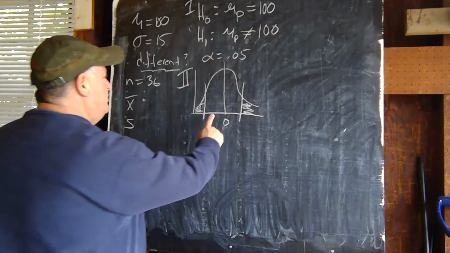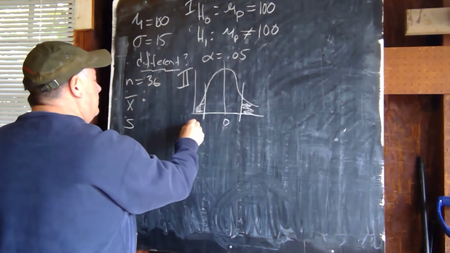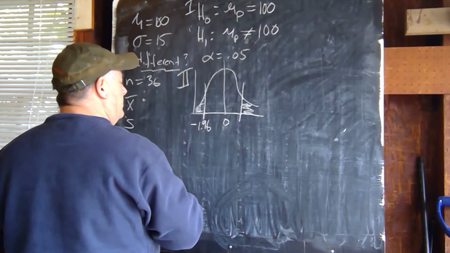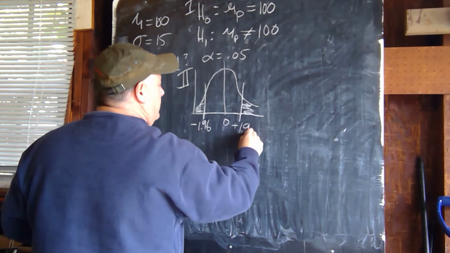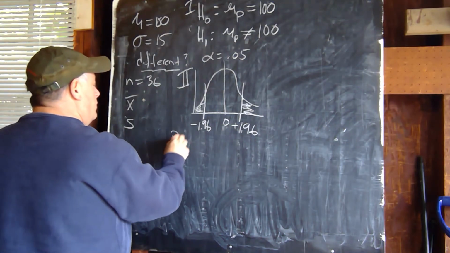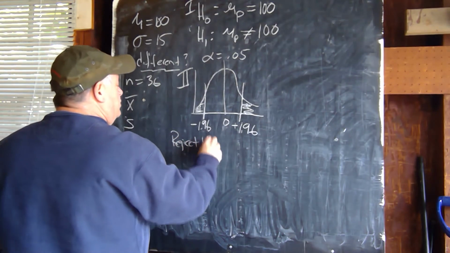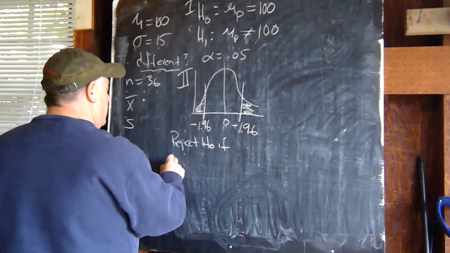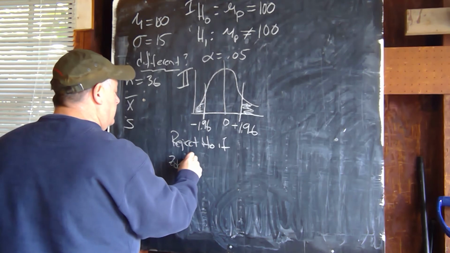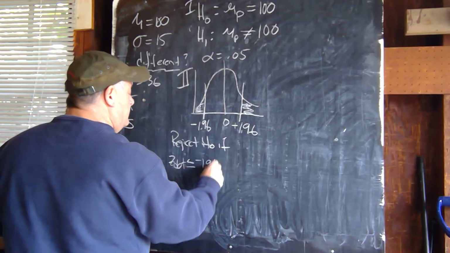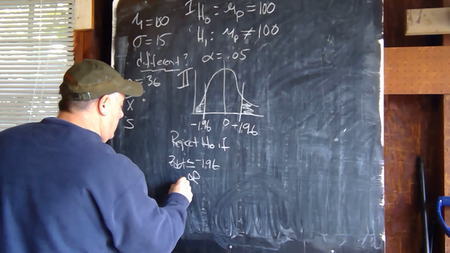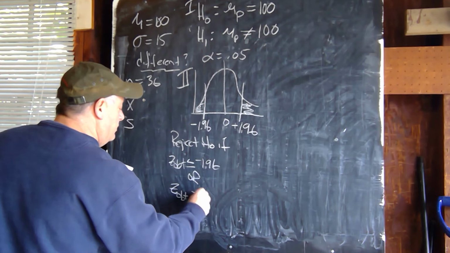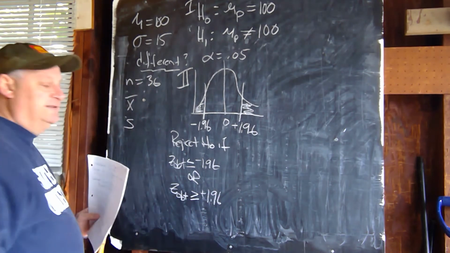So for a z-test, two-tailed, alpha 0.05, the critical values of z are negative 1.96 and positive 1.96. Putting it into words: reject the null hypothesis if either of these are true. The z obtained is less than or equal to negative 1.96, or the z obtained is greater than or equal to positive 1.96.